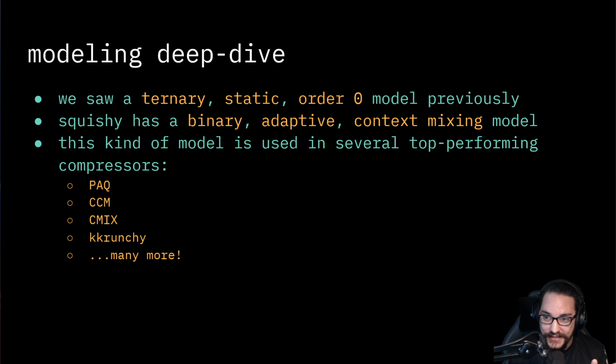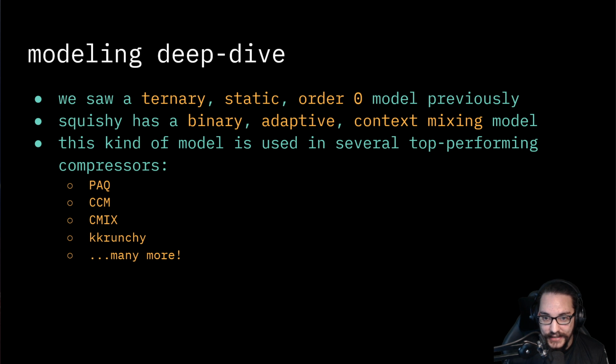This kind of model, in particular binary adaptive context mixing, is used in a lot of top performing compressors, probably most notably the Pack family. And in the demo scene, there's Crunchy and Crinkler that use this as well. Crinkler's based on some older versions of Pack. Crunchy's actually based on the same version of Pack that Squishy is.